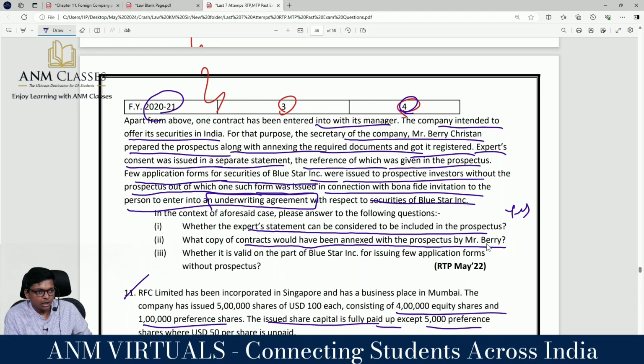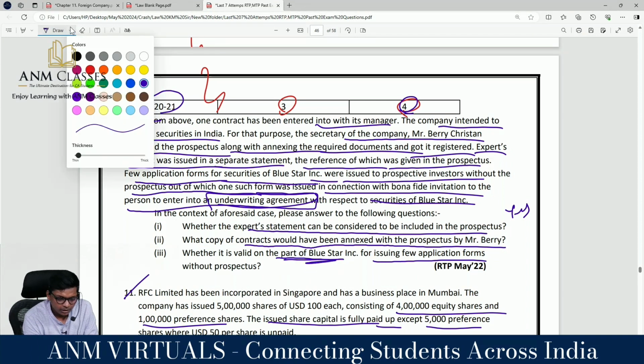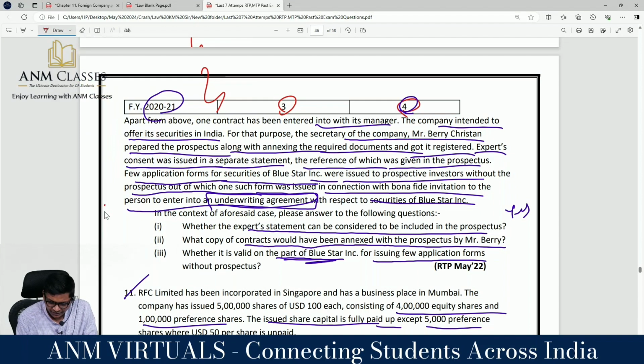Material contracts of the last 2 years should be added. Whether it is valid on the part of Blue Star Incorporation to issue a few application forms without prospectus? No, but the exception is what? Underwriting. It is not valid, but the exception is what, guys? Underwriting. They are testing those prospectus provisions. Are you getting it? Sure. Look at this. Whether it's part of Blue Star, read this point.